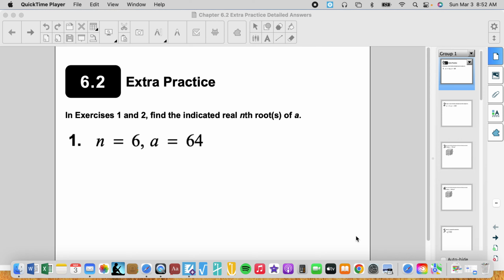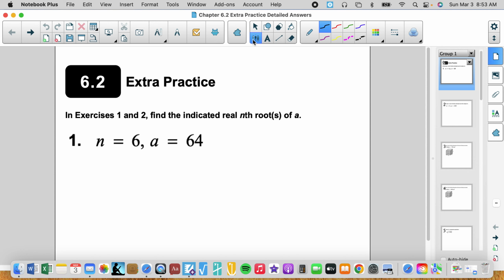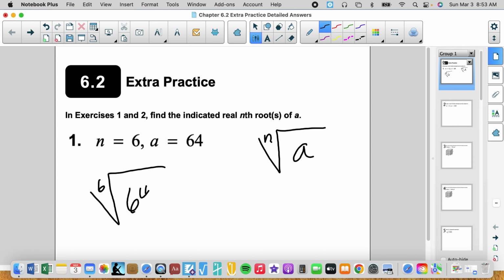Algebra 1, Chapter 6, Section 6.2, which is dealing with exponents. In exercises 1 and 2, it says find the indicated real nth root of a. We know that n is the root, so if this is n and this is a, we'll just replace those. So it's the sixth root of 64.